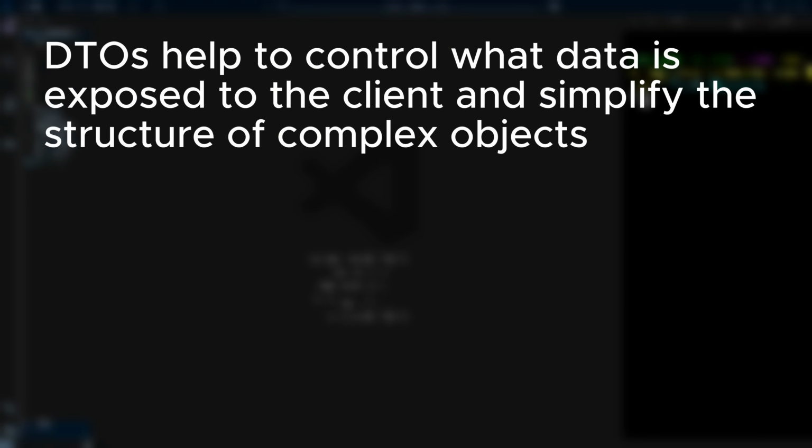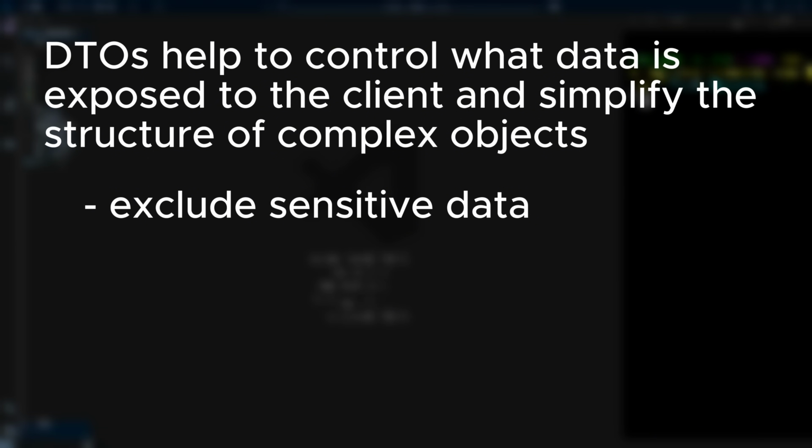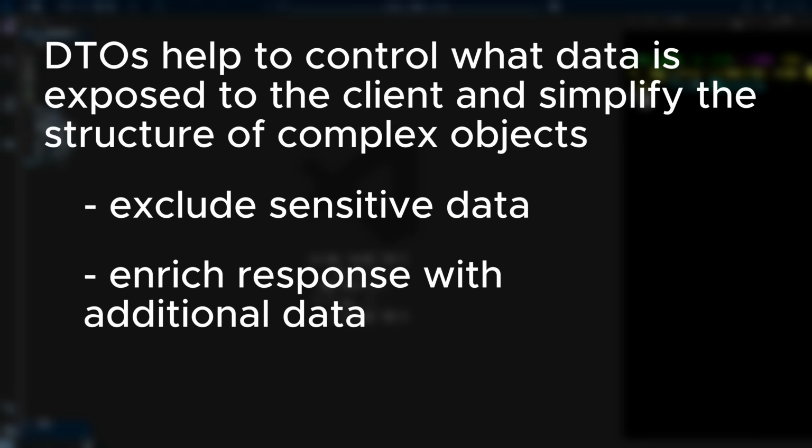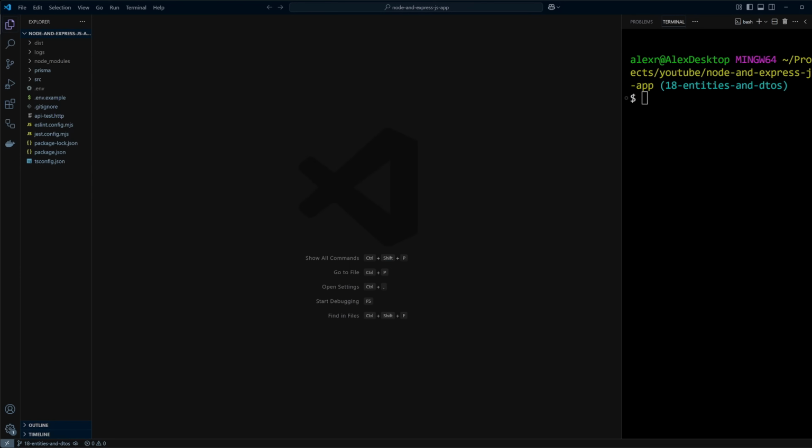A classic example is when an API returns a user object and it needs to exclude the password and other sensitive data. In our case, we want to exclude the created at date. Besides excluding certain data, we also may want to add some calculated data, such as priority level. Alright, let's see how to use entities and DTOs in the code.